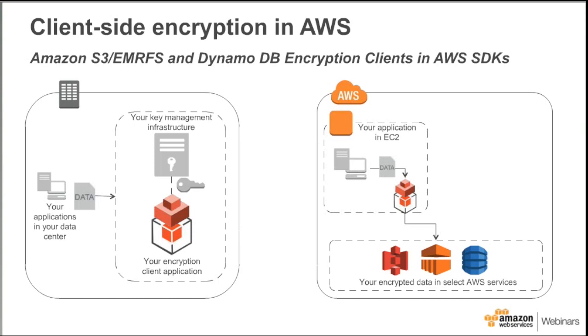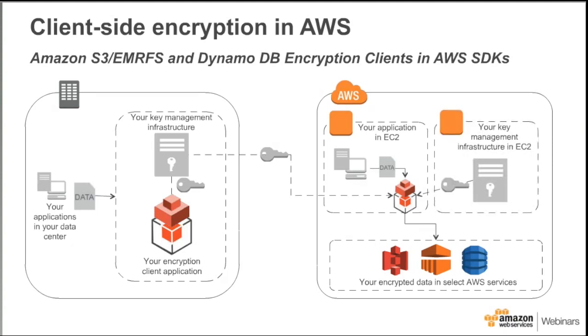The other option is you can have your data start inside AWS, maybe in an EC2 instance, an application that you own. In this case, when you supply the key, you could pull that key from systems that you manage on premises, or they could be pulled from systems that are running in yet another EC2 instance. But again, these are all under your control. The point is the data that is received by these select AWS services, S3, Dynamo, is in encrypted form, and you are in control of the keys, and you are in control of the decryption of that data.